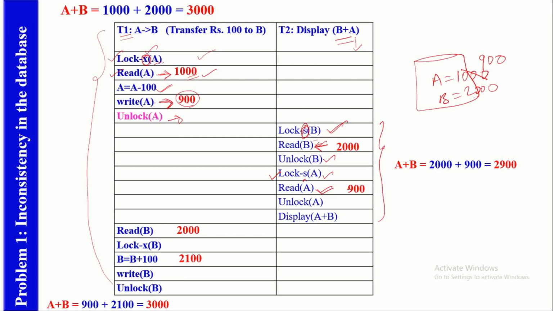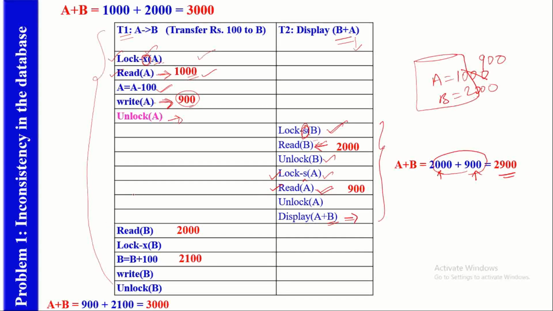Okay, so when it performs the read operation, it will read the latest updated value 900 that was updated by T1 after the write operation on A. After the read operation, it unlocks, and when it displays the value of A plus B, it gives the result 2900. So what is the value of A? 2000, and what is the B value it read? 900. So the sum value would be 2900.